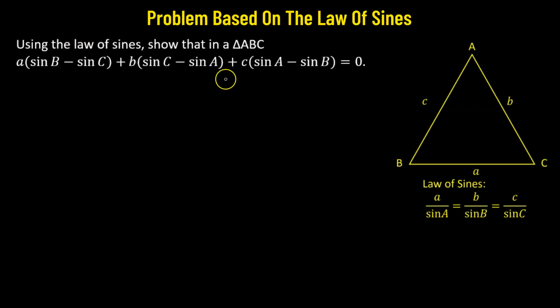Using the law of sines, we need to show that in a triangle ABC, the following equation is true. So let us begin. First, we will specify the law of sines. For that, we need a triangle ABC.